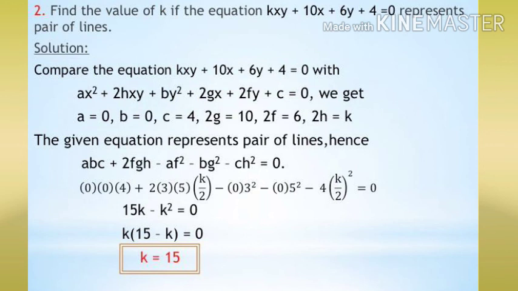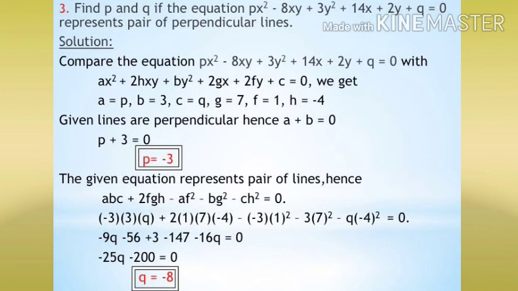So the condition to represent a pair of lines is abc + 2fgh − af² − bg² − ch² is equal to 0. So substitute the values which you have found, and after substituting, a few terms get cancelled because of 0 and you get 15k − k² = 0. So k(15 − k) = 0. Hence either k is 0 or k is 15, but k cannot be equal to 0, otherwise this equation will not represent a pair of lines. Therefore the value of k is only 15.